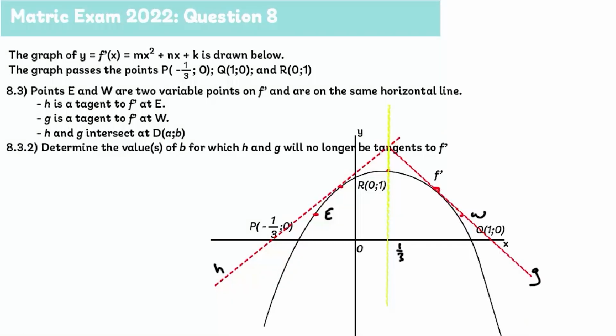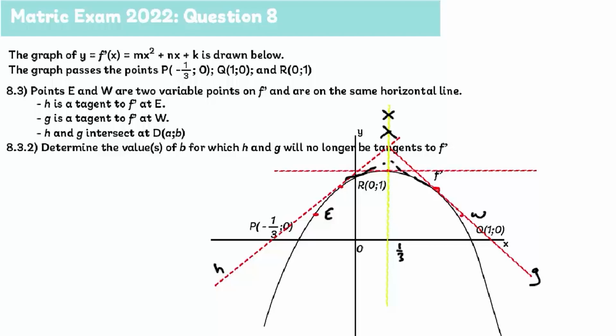Question 8.3.2. Determine the values of B for which H and G will no longer be tangents to the first derivative of the function. B is referring, as you can see over there, to the y value. From the previous example, we know that the turning point on the x is at 1/3. Now, the question is to determine when a tangent will no longer be a tangent. We know that the last time a line will be a tangent is over here. If we go just a little bit this way, you'll get a tangent over there. And then as you go down further and further, the tangent will just cross this line a bit higher and a bit higher.